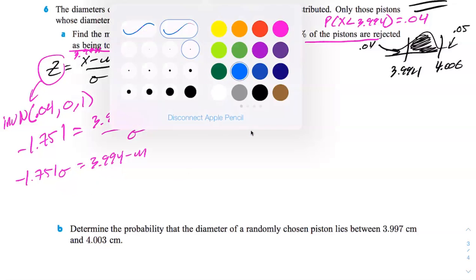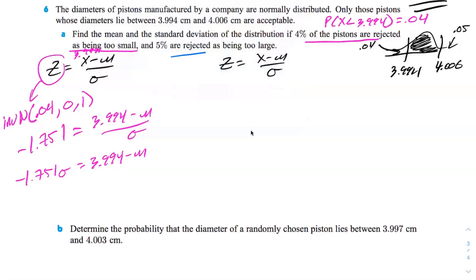Speaking of which, let's do the other equation. So now I'm going to do too large. Right here it says the probability you're greater than 4.006 is 0.05. The one problem is that it's on the wrong side. If you have an updated calculator, it's easy. I don't, so I have to use the left side. So when I do my z, my area is going to be 0.95 because that's the left side.